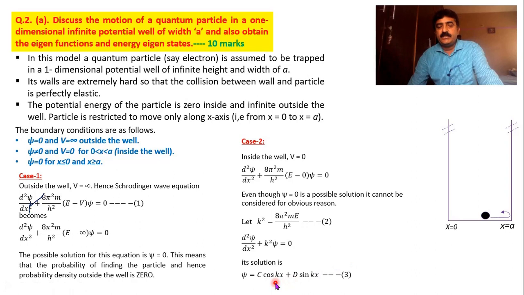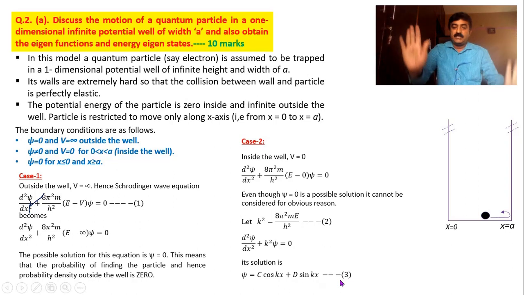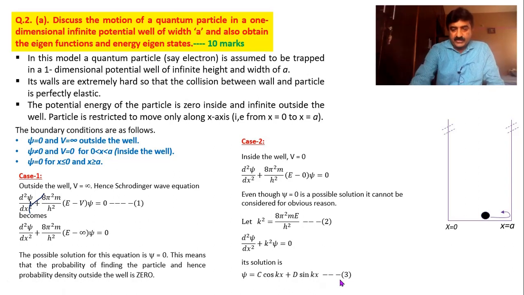Okay, psi is equal to c cos kx plus d sin kx, where c and d are constants. C may be 0, may not be 0. D may be 0, may not be 0. Let us find out the C and D values. Already we have the K value here. Now if you find C and D values, that will be the solution, the answer for the final wave function.